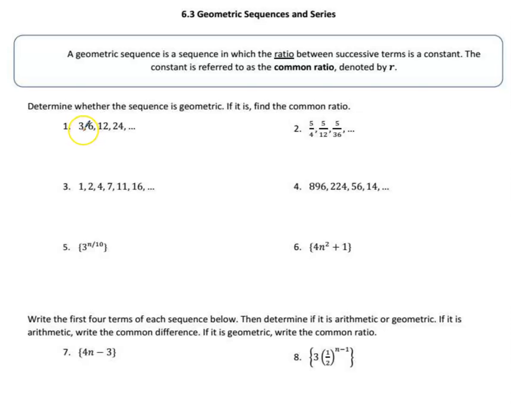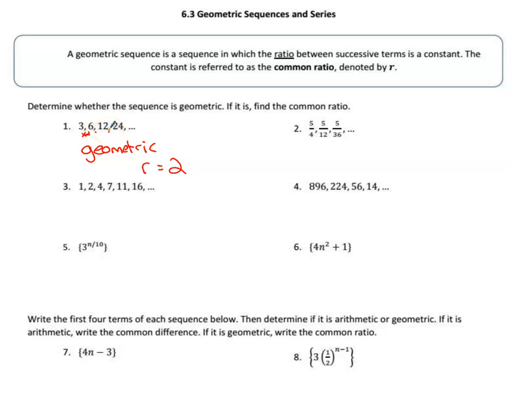So like on number 1, to get from 3 to 6, and 6 to 12, and 12 to 24, we're multiplying by 2 each time. So this is a geometric sequence. And if it's geometric, it has a common ratio, and the ratio is 2 that we multiplied by. That was times 2. And this was times 2 and times 2.